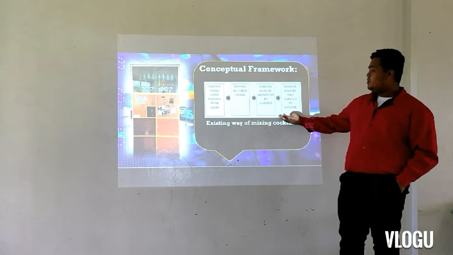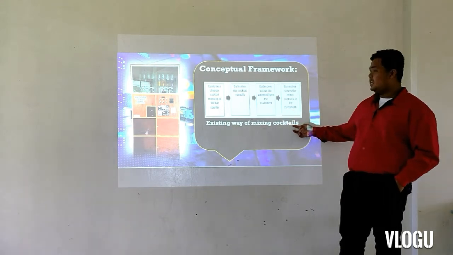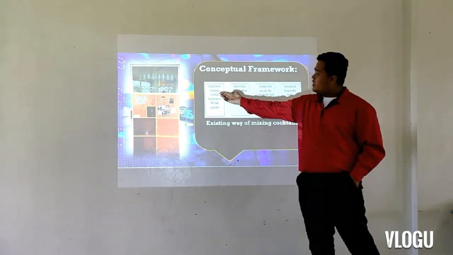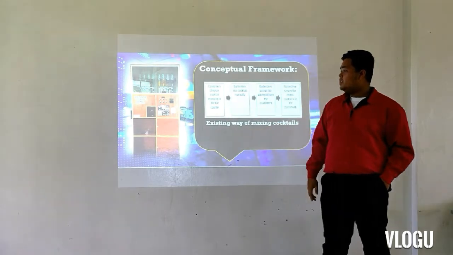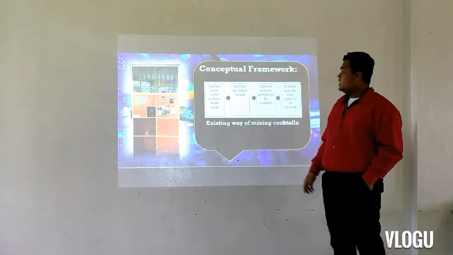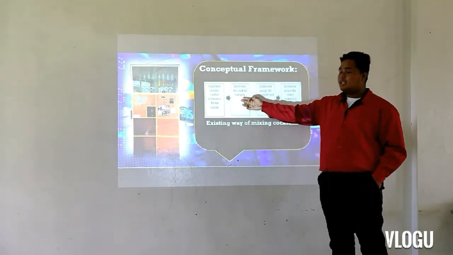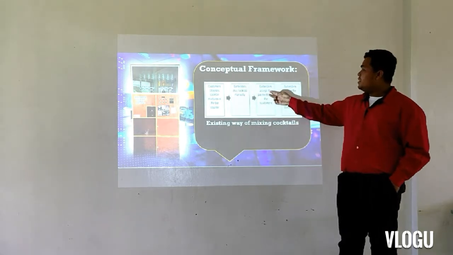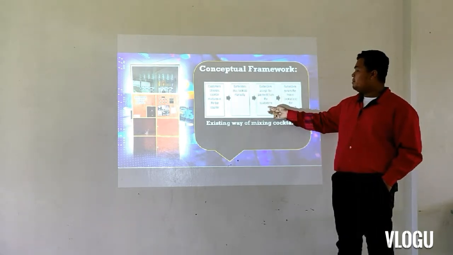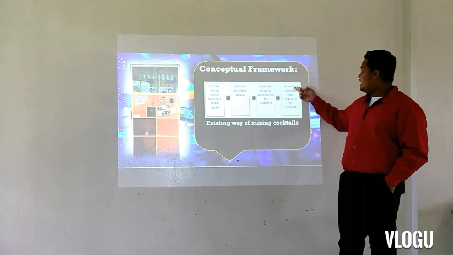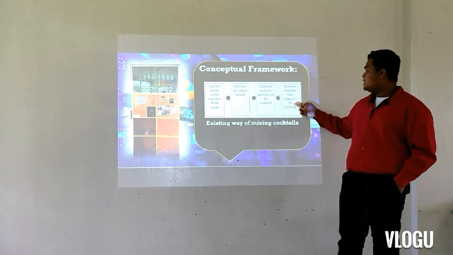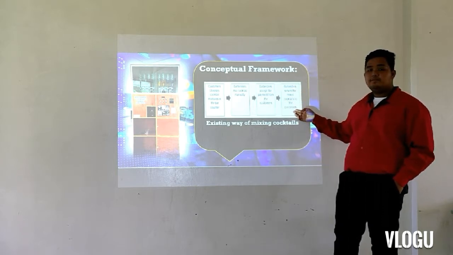Next is the conceptual framework. This figure shows the existing way of mixing cocktails. First, the customer chooses cocktail mixtures at the bar counter. Then the bartender mixes the cocktail manually. Then the bartender accepts the payment from the customer. And last, the bartender serves the mixed cocktail to the customer.